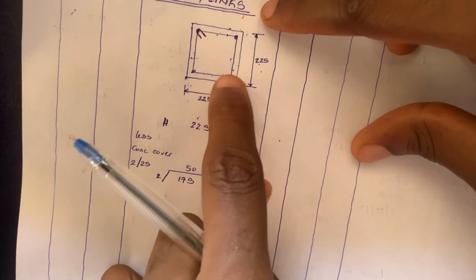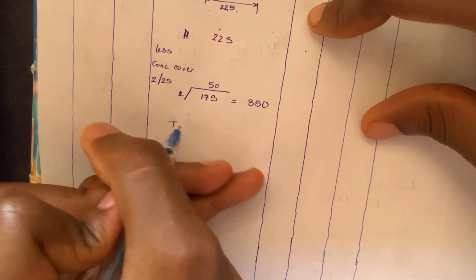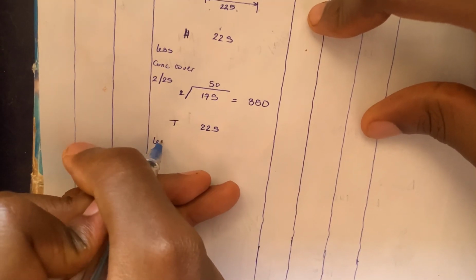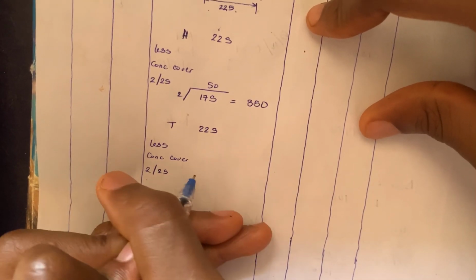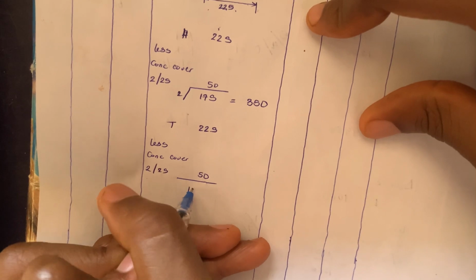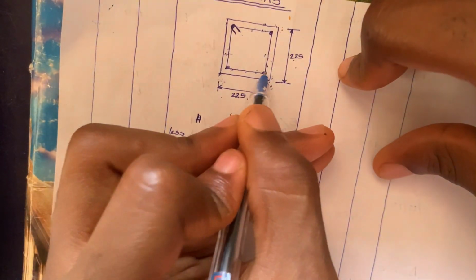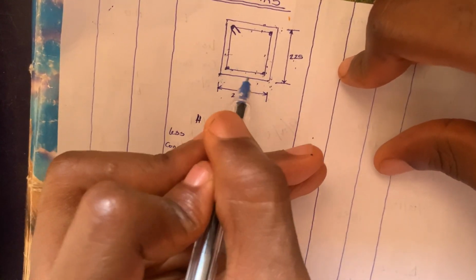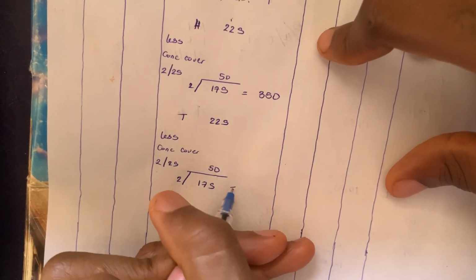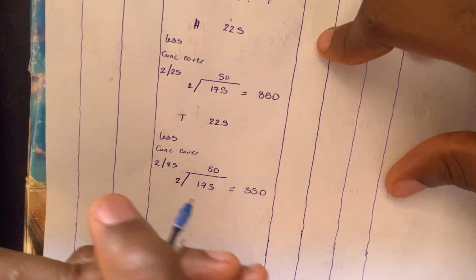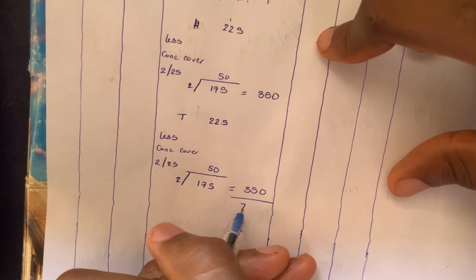So we do the same thing for the thickness. We know that the thickness of the lintel is 225. Then we less concrete cover. That's 2 by 25, and that will give me 50. That is 175. From here to here is 175. Then we'll times it by 2, because they are both up and down. So we times it by 2, and that will give me 350. When you add 350 to this other one, 350, that will give me 700.